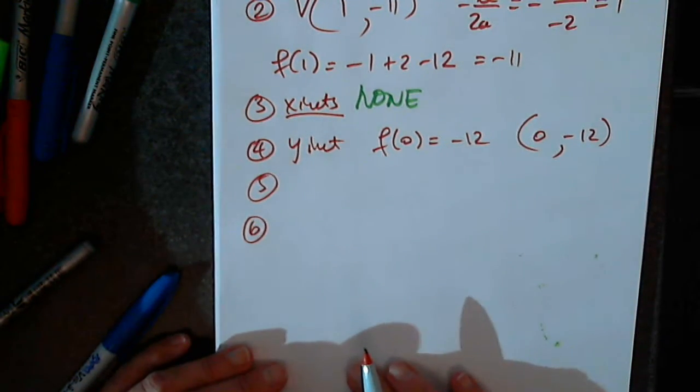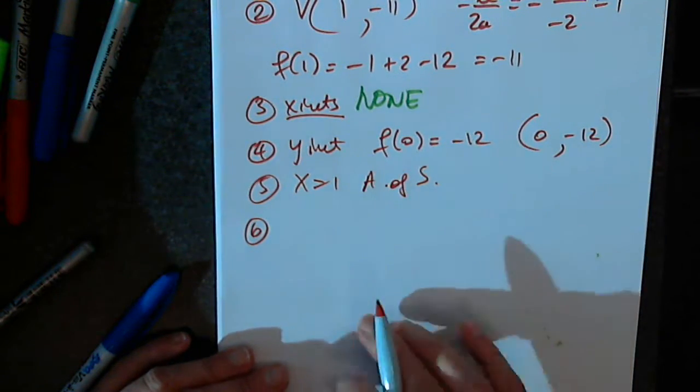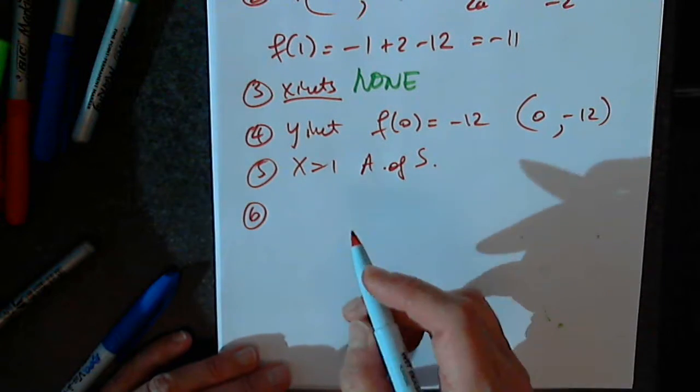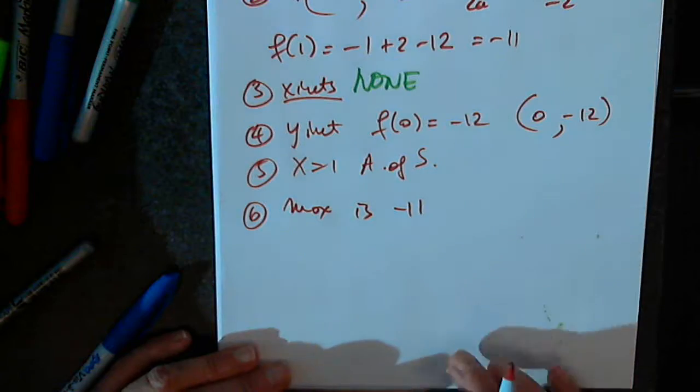Axis of symmetry for this function, please. X equals 1, axis of symmetry. And the maximum value of this function is? So max is negative 11.